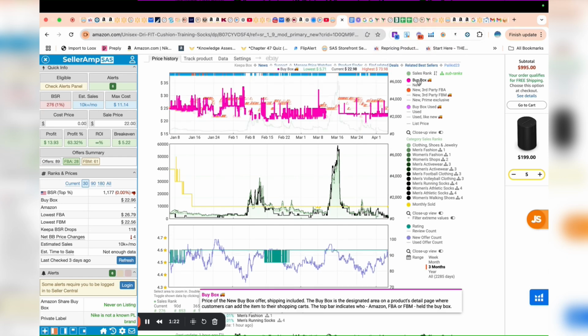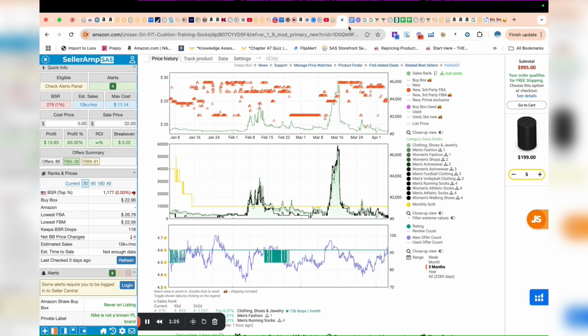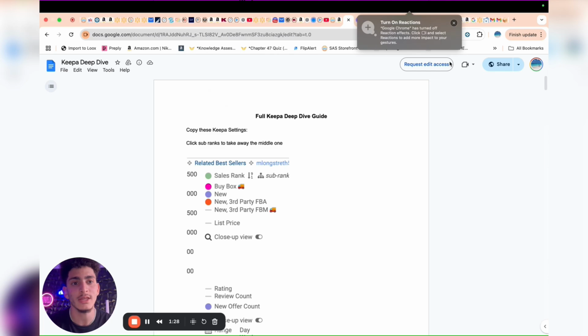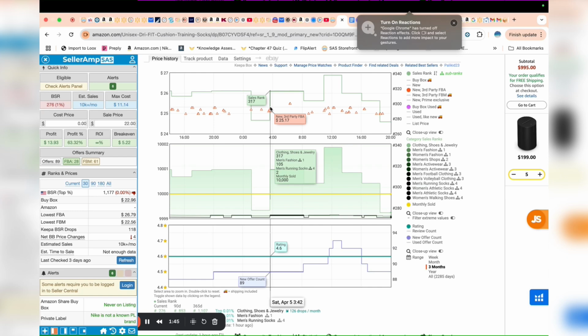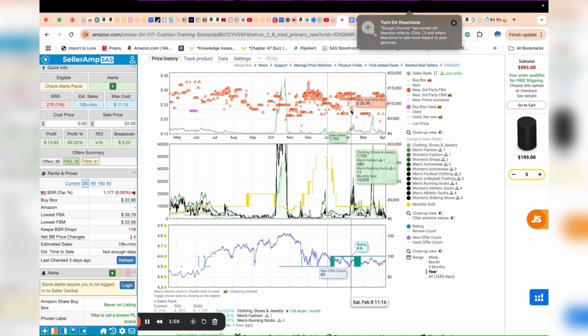You want new third-party FBA toggled on as well. So all new third-party FBA means is essentially what is the lowest seller that's an FBA seller at that exact moment, right? So if I go over here, we can see right now the lowest third-party seller that is an FBA offer is priced at $25.01, right? So if I go back over here to Saturday, April 5th, which was about 3 days ago now, the lowest third-party FBA seller on Saturday, April 5th, I'm not too sure what time it was, but it was $25.17, right?